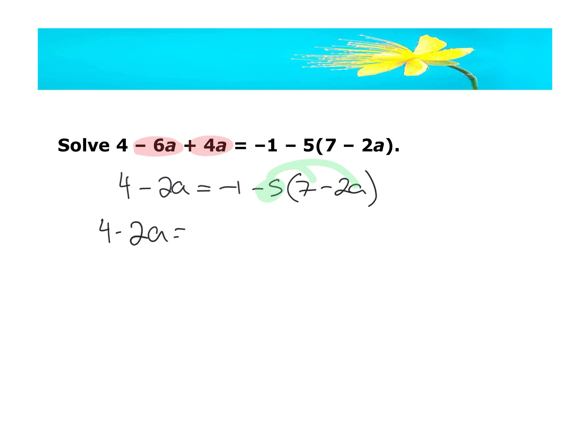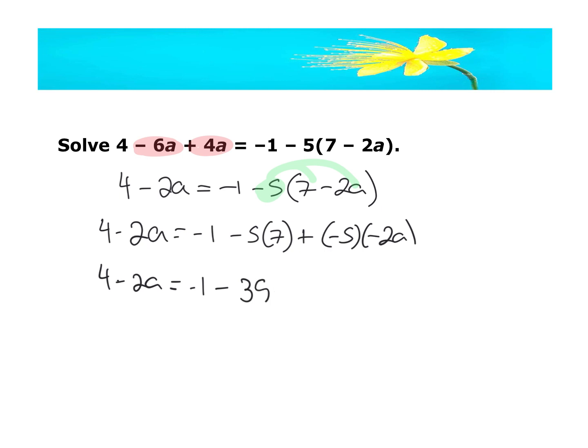4 minus 2a is equal to negative 1. It's going to be negative 5 times 7 plus negative 5 times negative 2a. And when I simplify the left side, it's just written the same way. I'm going to simplify the right side. So 1 is negative, so negative 1. Negative 5 times 7 is negative 35. Plus negative 5 times negative 2a is positive 10a. Now that I simplify that, I can go ahead and combine these two terms. And I'm going to get 4 minus 2a is equal to negative 36 plus 10a.